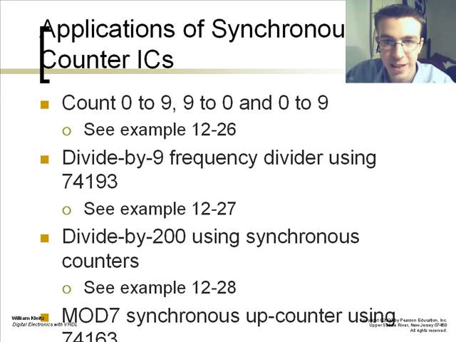Some applications of synchronous counters count 0 to 9, or 9 to 0, and 0 to 9 again. You can build a divide by 9 frequency divider using the 74193, or divide by 200 using the synchronous counters.